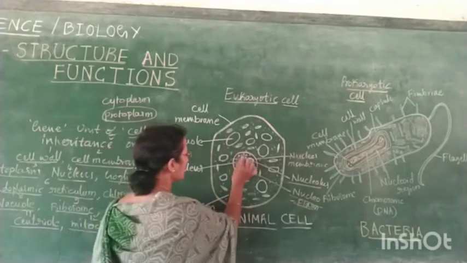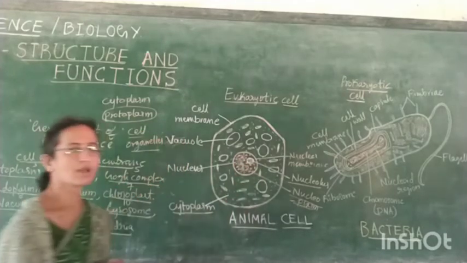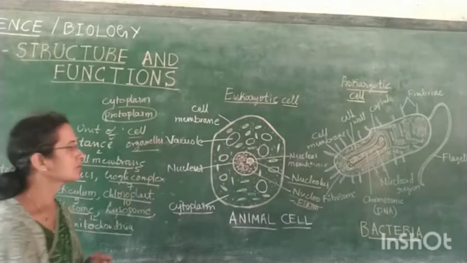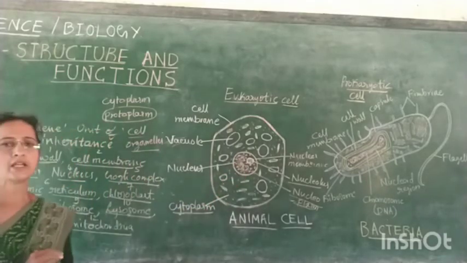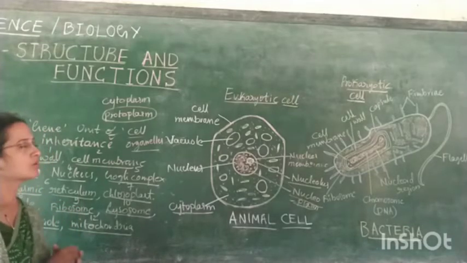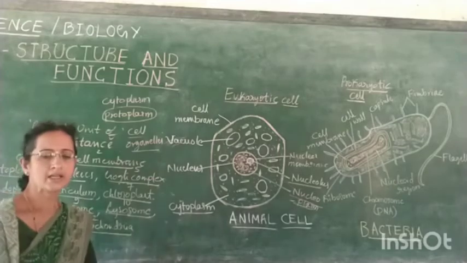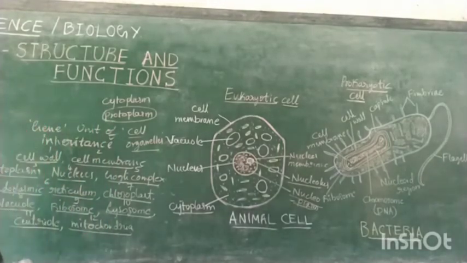And you see these structures. So these thread-like structures. So what do you call these thread-like structures? So this is nothing but the genetic material or nuclear material. See, what is this nuclear material or genetic material? So this consists of the hereditary substance called chromosomes.